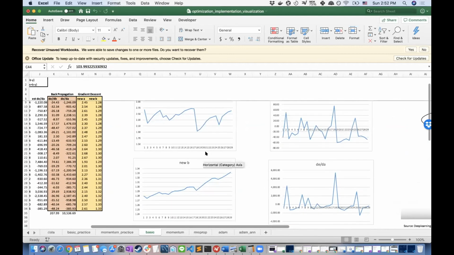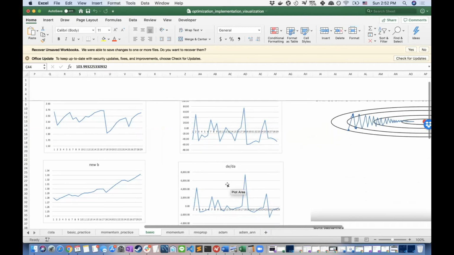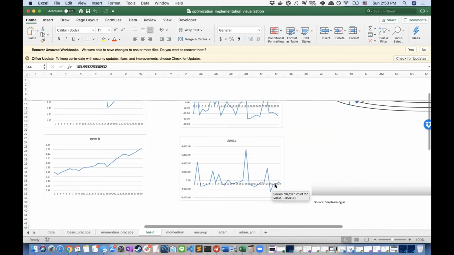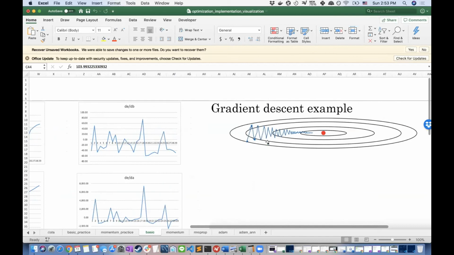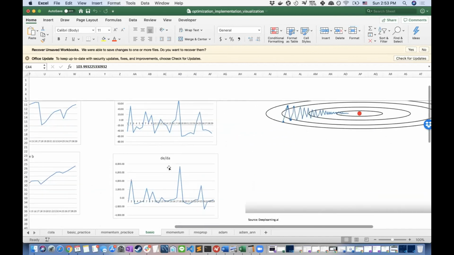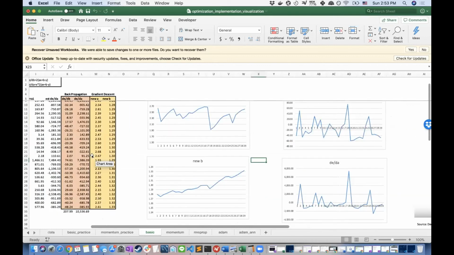And the way I did it here is I just want to see how your new A gets updated and your new B gets updated, okay? And how your gradients, the partial derivative of B and the partial derivative of A, fluctuate. And notice how, when we said gradient descent fluctuates a lot, we really meant how these gradients can fluctuate quite a lot, all the way up to like 6,000.